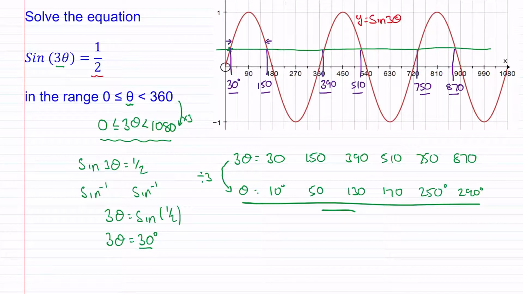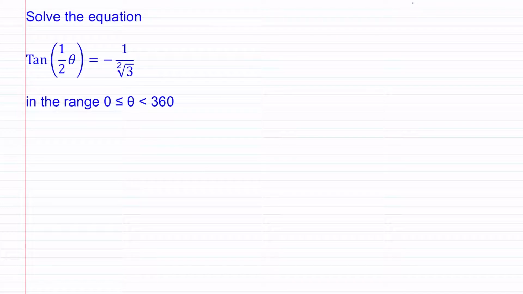Okay, let's try another question. So now we've been asked to solve tan of a half theta is equal to minus 1 over root 3 in the range 0 to 360 again. So again, the first thing we're going to do is change our range to match theta in the question. Because we have a half theta, we'll divide the 360 by 2, so we get 180. And we'll divide the 0 by 2, so again we get 0.